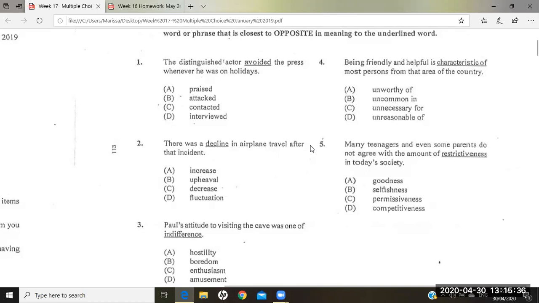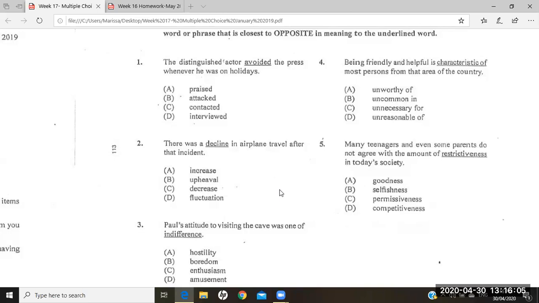Angelica, you're doing numbers 1 to 5. Oh, Miss, my mic was mute. Sorry. Oh, that's okay. There was a decline in airplane travel after that incident. Mm-hmm. And what's the opposite of the word decline? Increase? Yes, the answer is A, increase. Good. Number 3.